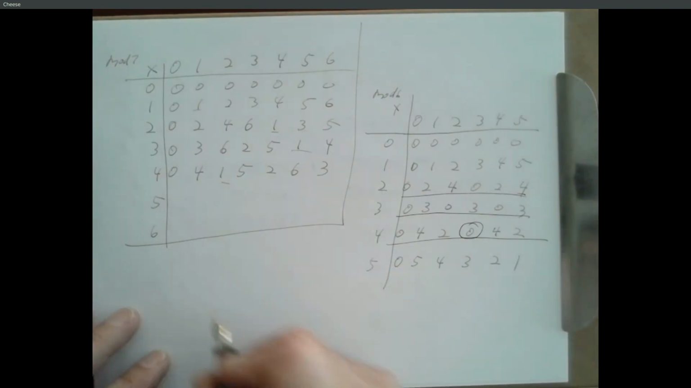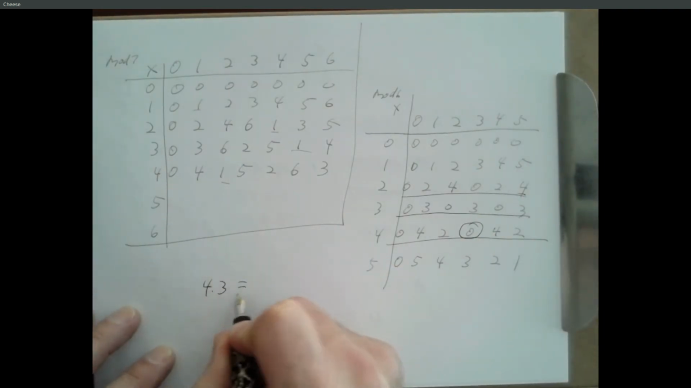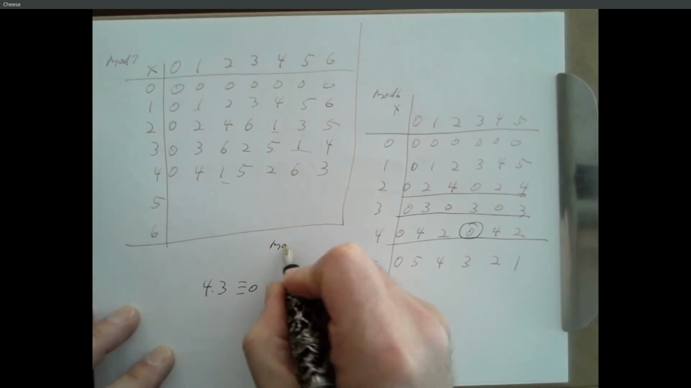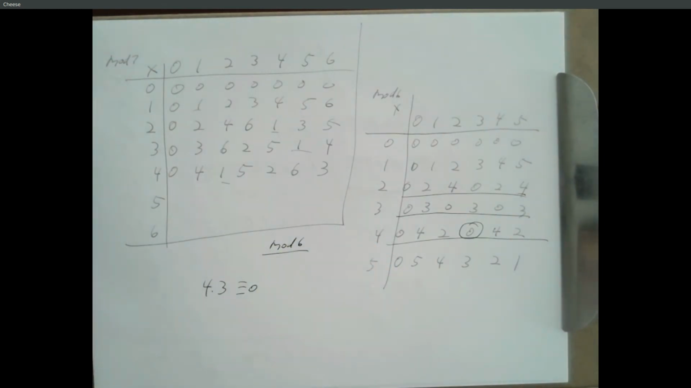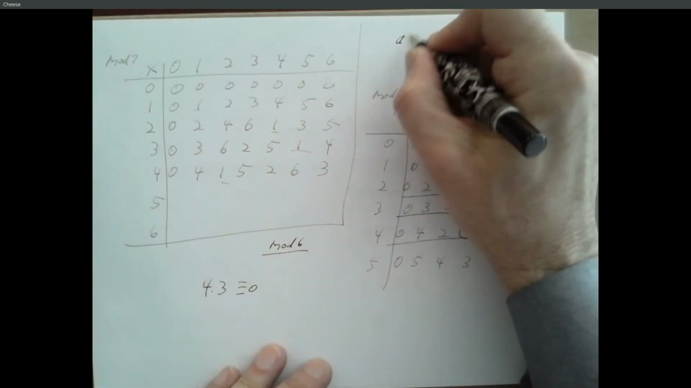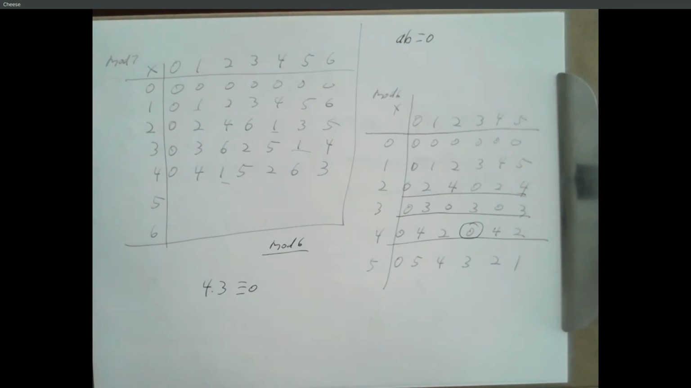So this entry tells us 4 times 3 is congruent to 0, right? This is all mod 6. 4 times 3 gives you 0. Is that weird? What do we do in algebra? If A times B is equal to 0, we say, so either A is 0 or B is 0. All of a sudden, that no longer applies. Because here's a product that's equal to 0, but neither of the things we're multiplying is themselves 0.